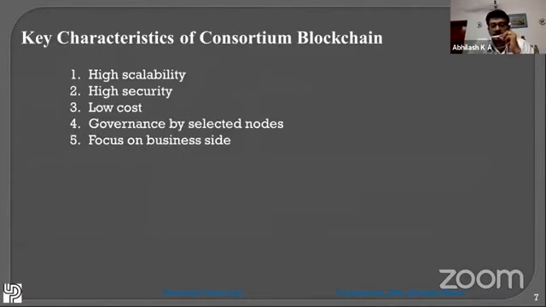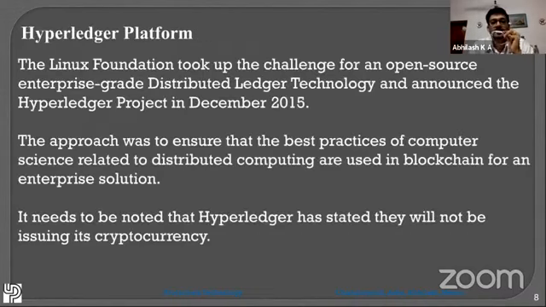Okay, guys, as we spoke of consortium blockchain, how good they are. They have high scalable features. It has high security, same reasons. Security is as good as the private sector organizations. You are allowed to do only what you by your rank and file. It has lesser cost. The cost of running the network is lower compared to Bitcoin. And there is a governance by selected nodes, and the focus is on business side. I move to the Hyperledger platform.